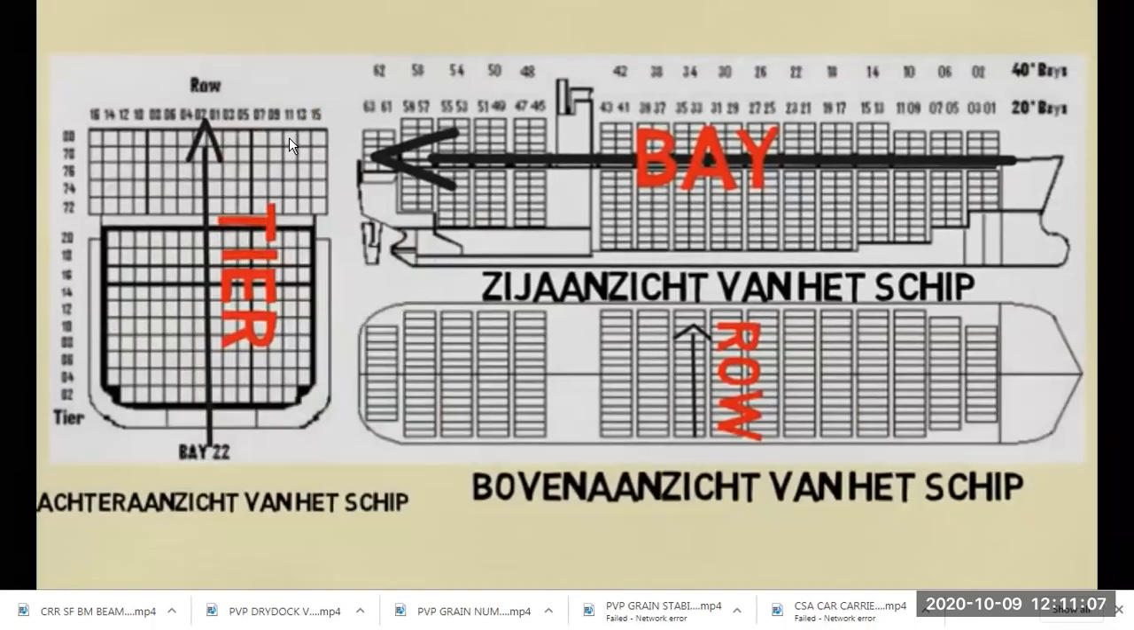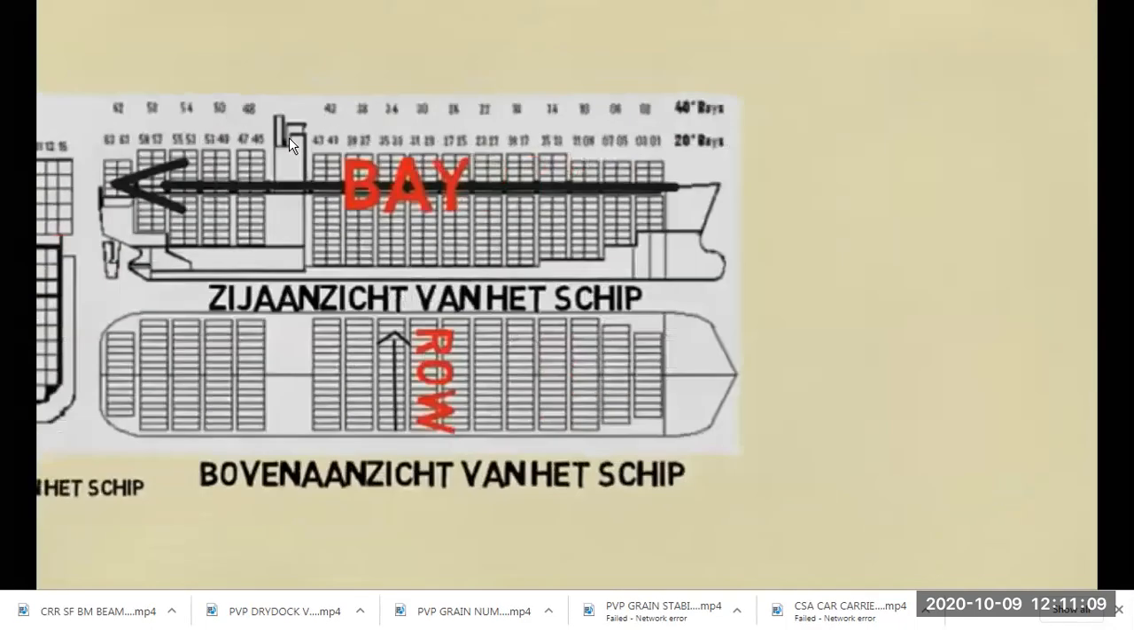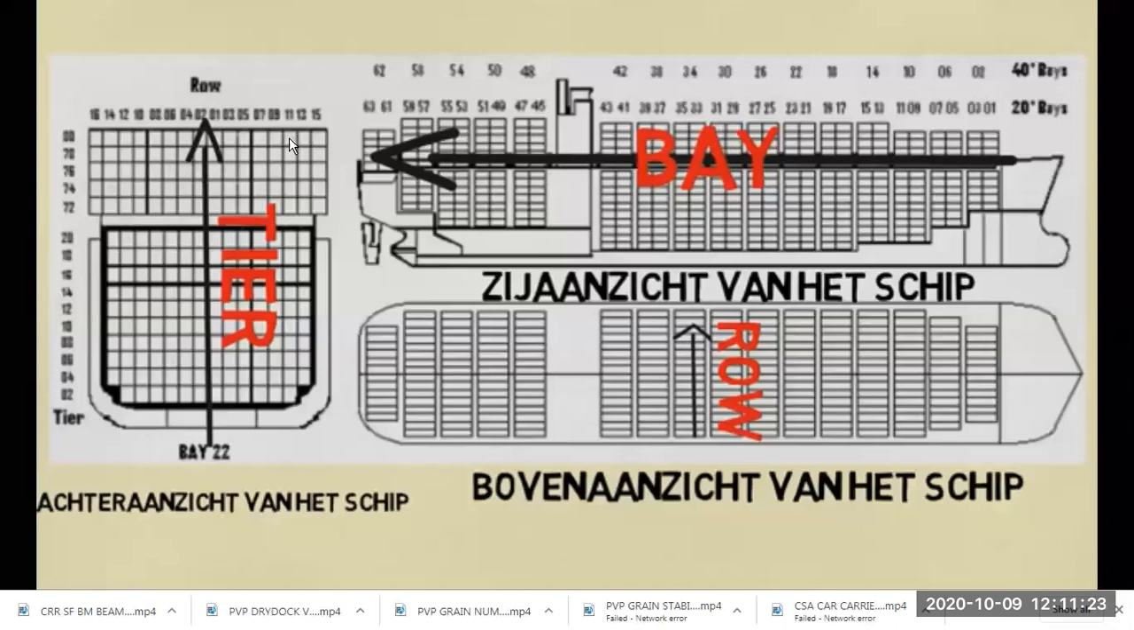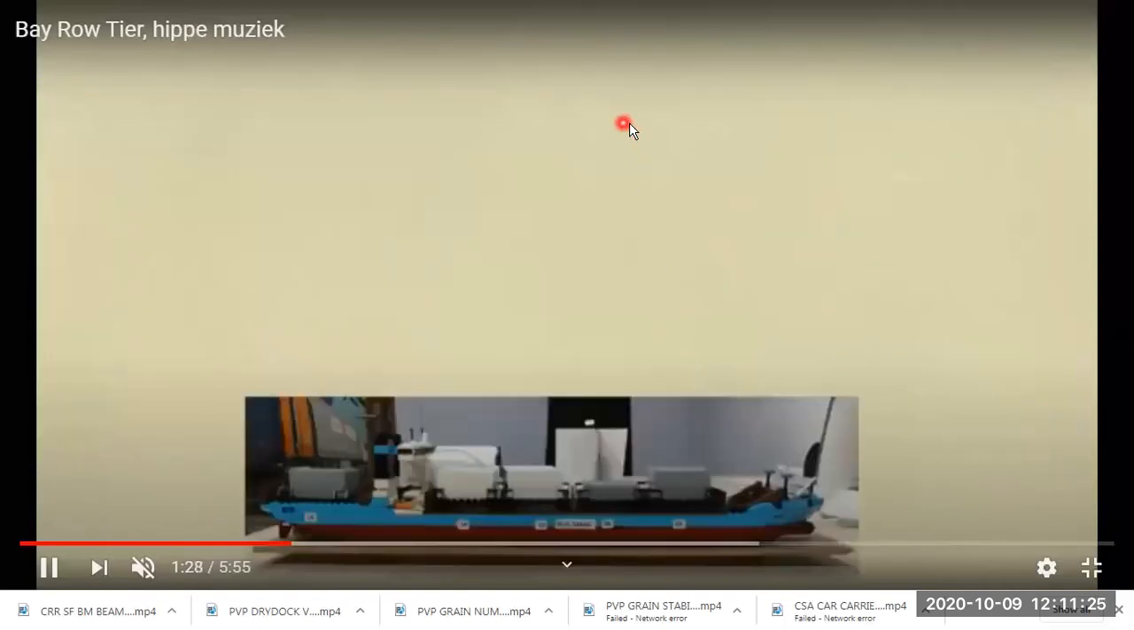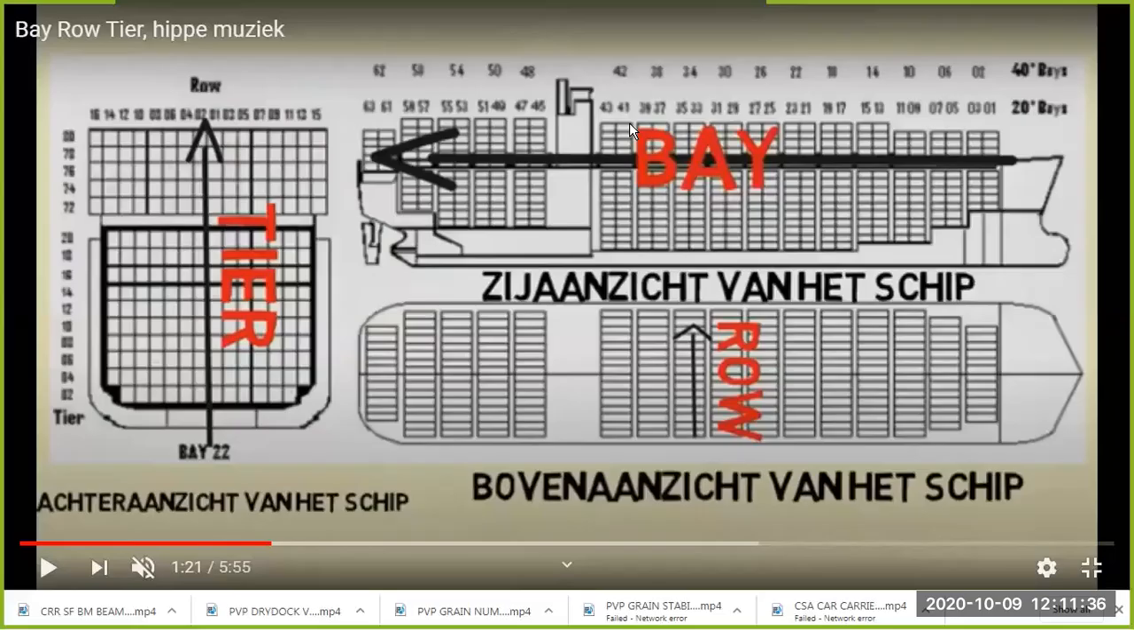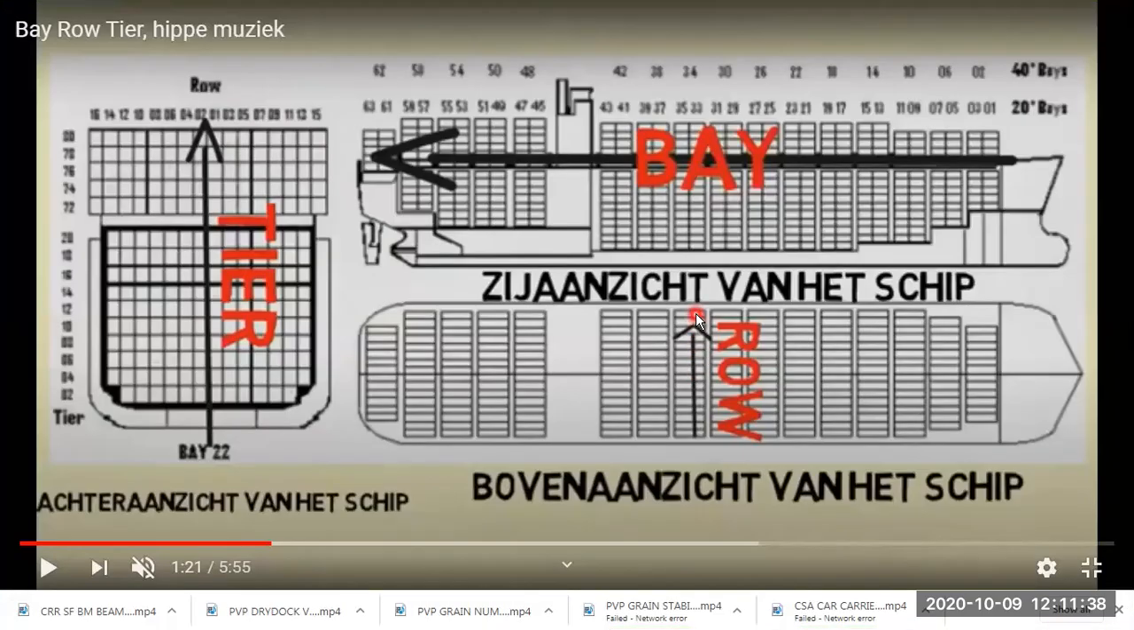It is a level and way of marking. So your rows will be marked from center line to port side, and from center line to starboard side, and tiers will be marked from bottom to top up to the deck level, and then from deck level we will have different numbering, so that we will see again.